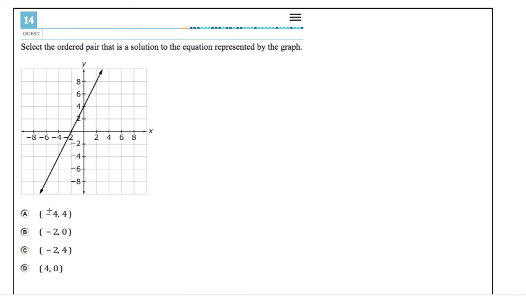Let's go ahead and graph them. So -4, 4. That's this point right there. Well, that's clearly not on the line. Let's graph -2, 0. -2, 0 is right there. No, that one's on the line. There's the answer. Let's graph -2, 4 just to make sure we didn't mess up. -2, 4 is right there. That's not it. What about 4, 0? 4, 0 is right there. Yep, this was the only one on the line. So the correct answer is B.